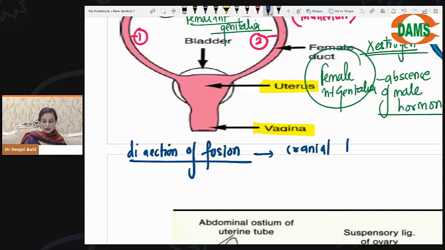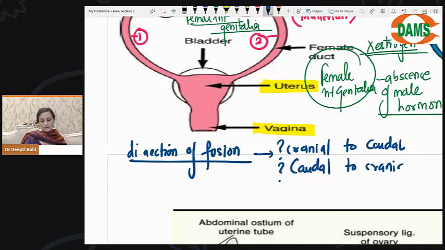I'm asking you, is it cranial to caudal or is it caudal to cranial? What do you think is the answer? If we have to mark one answer, what do you think it is going to be? Very good. So almost all of you are bright people. So you're all able to answer it correctly, right? So it has to be from caudal to cranial.